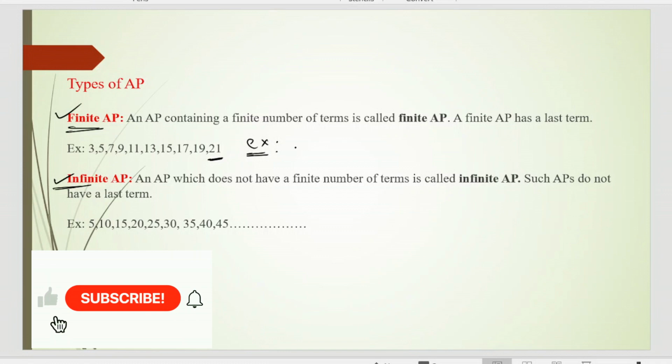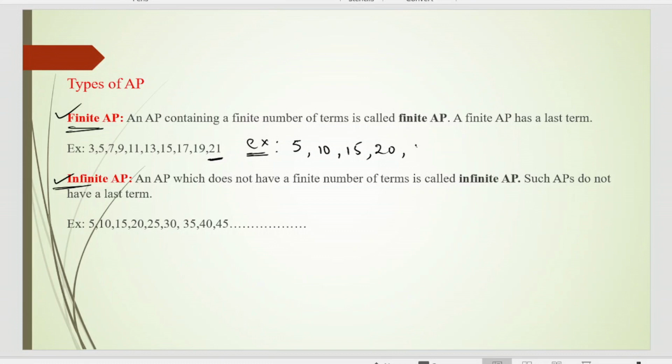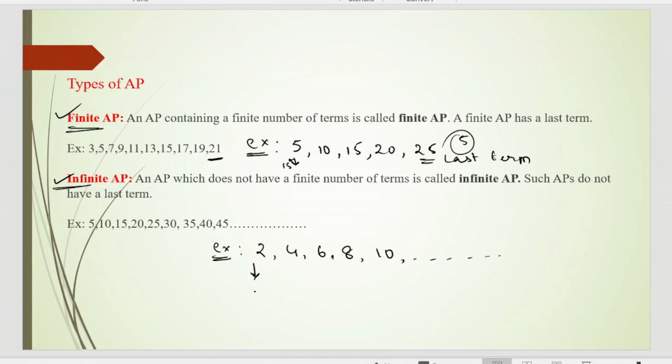So you can take one more example: 5, 10, 15, 20, 25. This is an example for finite AP. This is the first term and this is the last term. So how many terms does this AP have? It has 5 terms. In the same way, if you take one more example for infinite AP, which is 2, 4, 6, 8, 10 and so on, this is your first term, which is 2, and we do not know the last term. So it is an infinite AP.